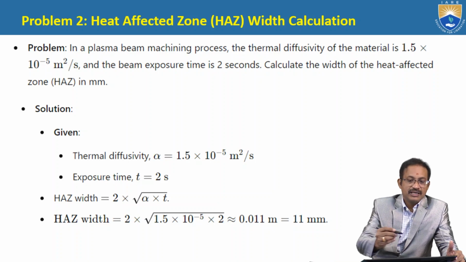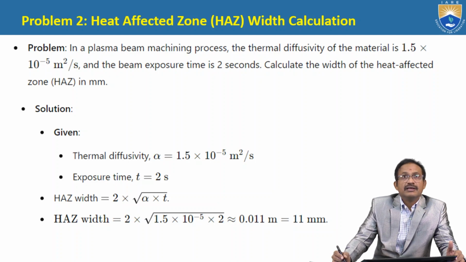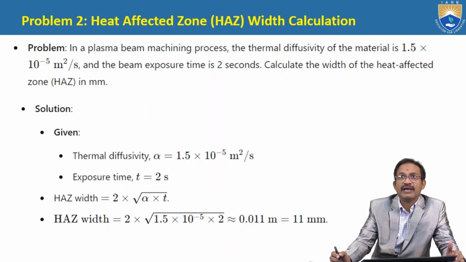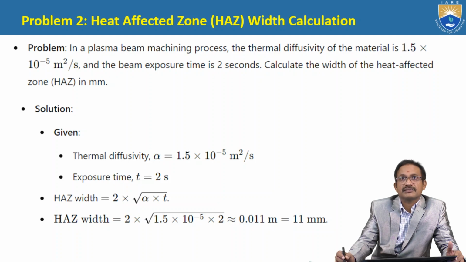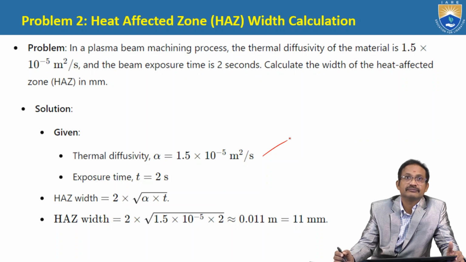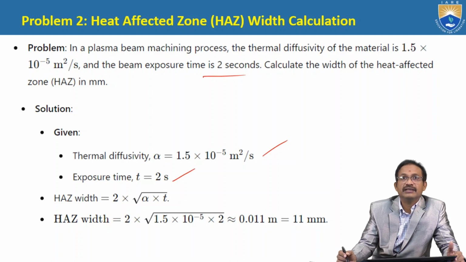Problem number 2, heat affected zone width calculation. In a plasma beam machining process, the thermal diffusivity of the material is 1.5 into 10 power minus 5 square meters per second, and the beam exposure time is 2 seconds. Calculate the width of the heat affected zone. Thermal diffusivity is given, that is alpha. Exposure time is given, it is 2 seconds. Now calculate the heat affected zone.